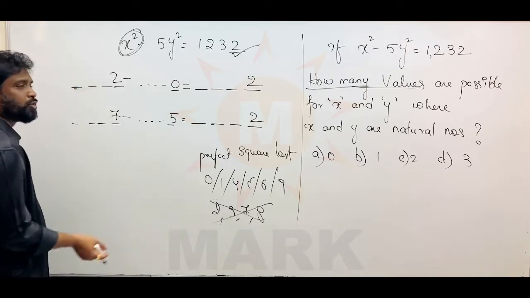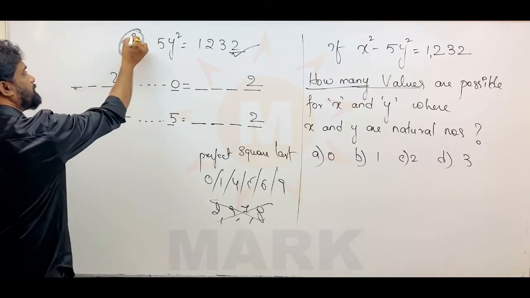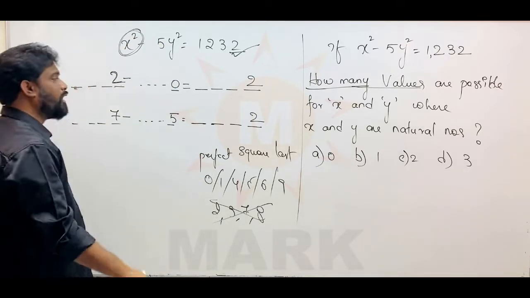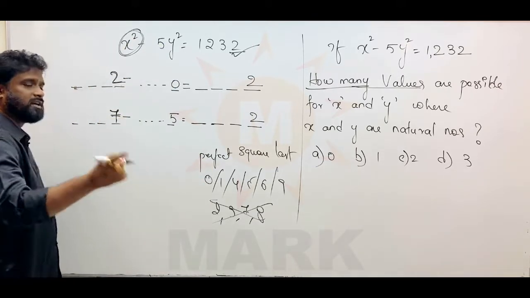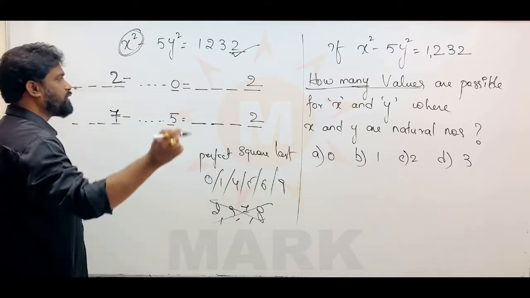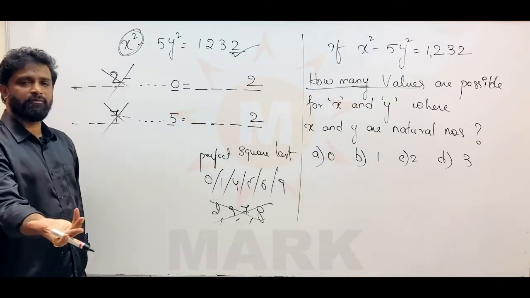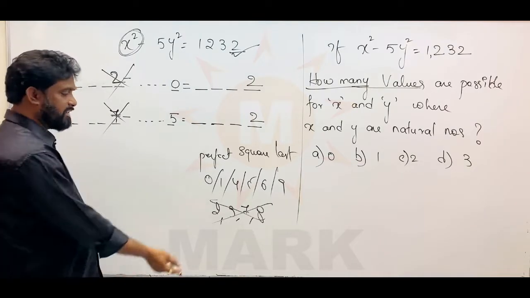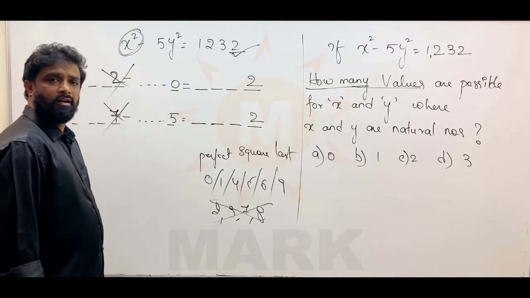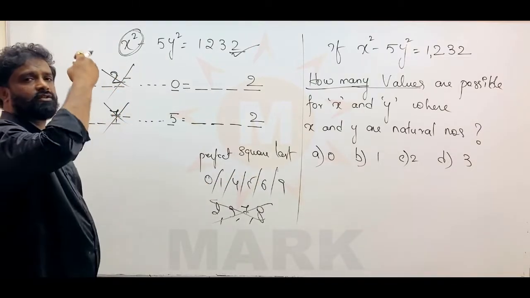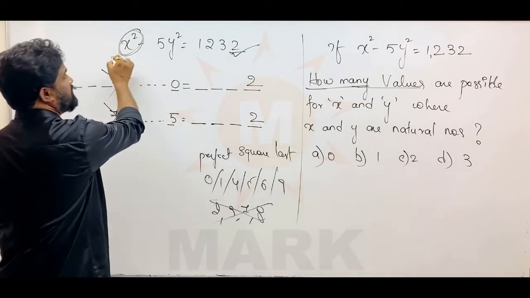But here there are only two options you got. Either you should have a perfect square which is ending with 2, or you should have a perfect square number which is ending with 7. Both are impossible. So this is not possible, and this is also not possible. You cannot find any perfect square number which ends with 2 or 7. They are banned from the list. 2, 3, 7, 8 cannot come, and you have 2 and 7 here. So there is no way that you can make this equation true.